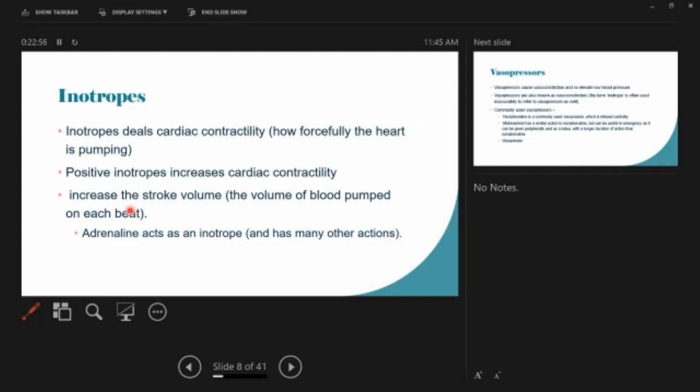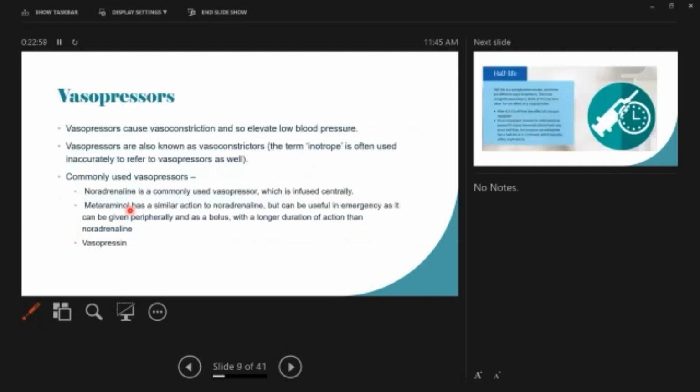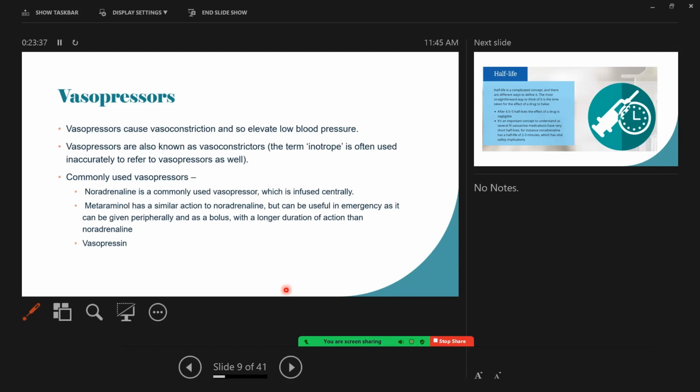So they are inotropes, but we still call them vasopressors. But vasopressors are something different. Vasopressors act mainly on the peripheral vasculature to constrict your vessels. The important vessels we are considering here are the arterioles. It is the arteriolar vasoconstriction which increases your blood pressure. The drugs that act on the peripheral vasculature are known as vasopressors. The commonly used ones are noradrenaline and metaraminol. We do have metaraminol, so we should start using it, and then vasopressin.